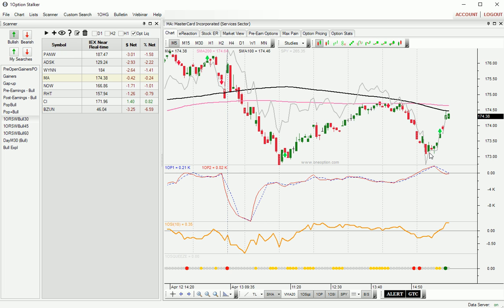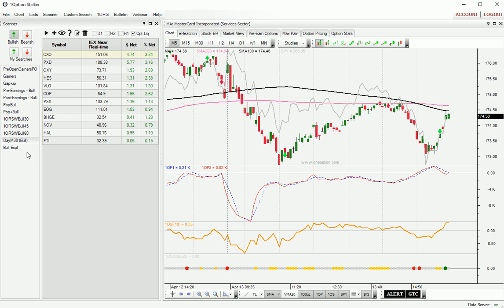As soon as the market finds its footing, look what the stock does. It goes up about 2.5 points. Boom. That's why I like this search. So that's available. It's available on a 30-minute basis, it's available on a 45-minute basis, and it's available on a 60-minute basis.